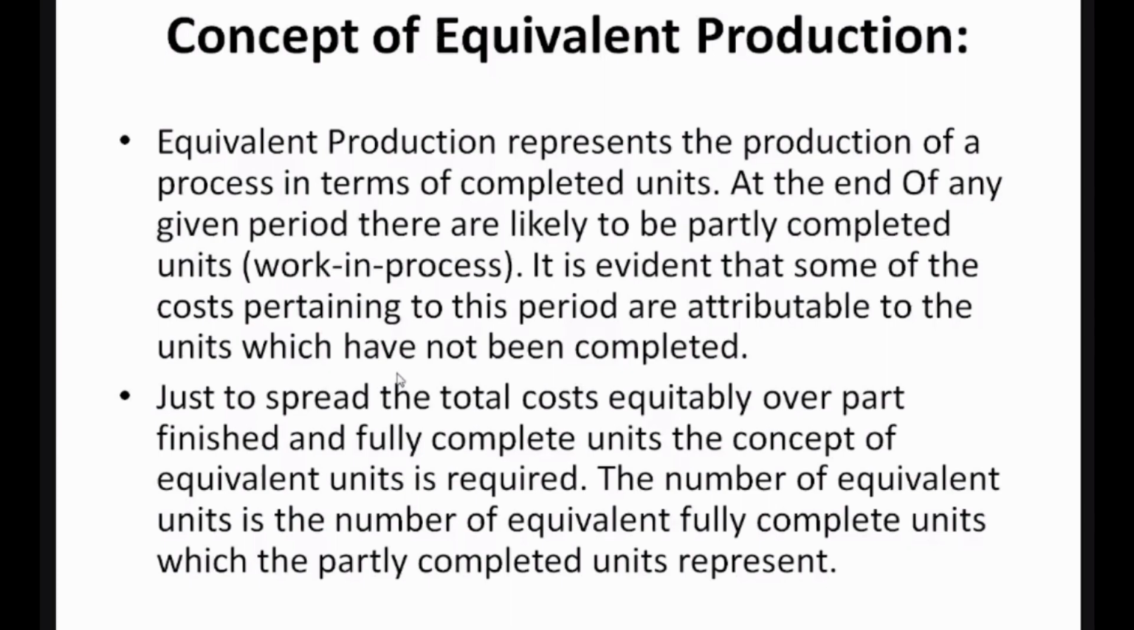Whenever there is unfinished and finished goods, two kinds of goods are available, and you have to convert your semi-finished goods to equivalent finished goods, and then determine and attribute the cost. The number of equivalent units is the number of equivalent fully complete units which the partly completed units represent. Suppose partly completed units are 800 and only 50% of the work is done, so it will be considered as 400 complete units.